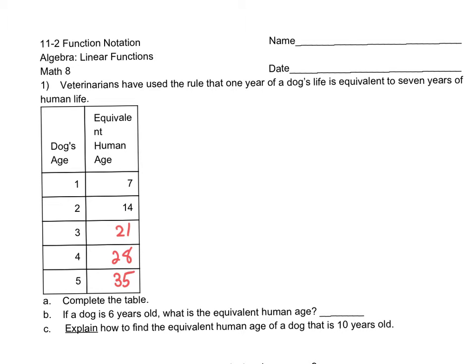Okay, so what if it was a 6-year-old dog? What would its equivalent human age be? And I get 42 years old. Now, I'm going to ask you to explain in your own way, how would you find the equivalent human age of a dog that is 10 years old?